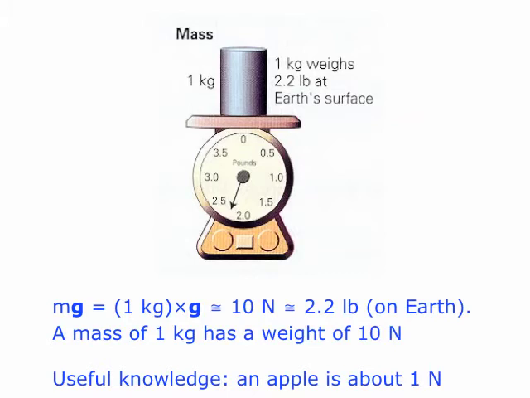Figure out what your weight would be in newtons. If your mass is somewhere between 50 and 100 kilograms, then your weight would be 50 times 10 to 100 times 10 newtons, or 500 to 1,000 newtons. So hundreds of newtons are the weights of children to adults.